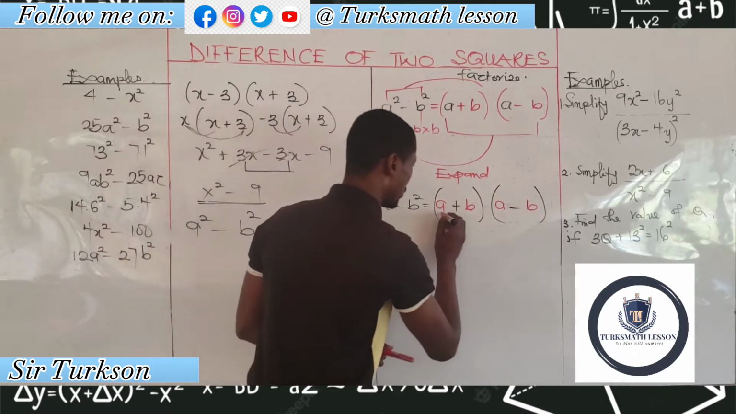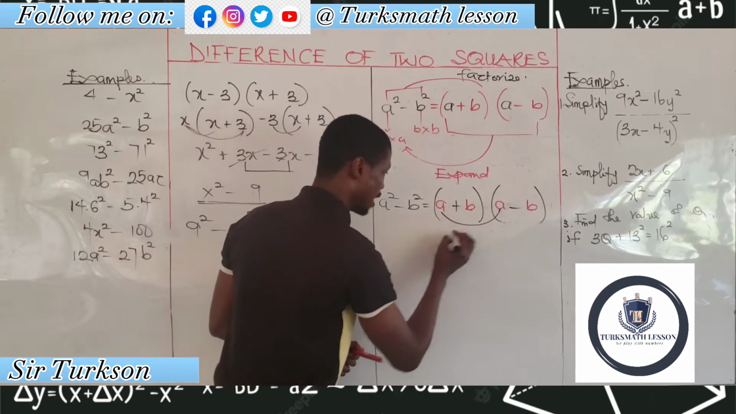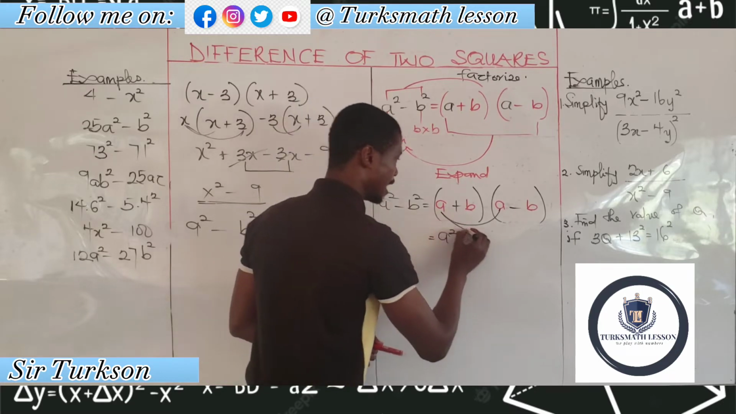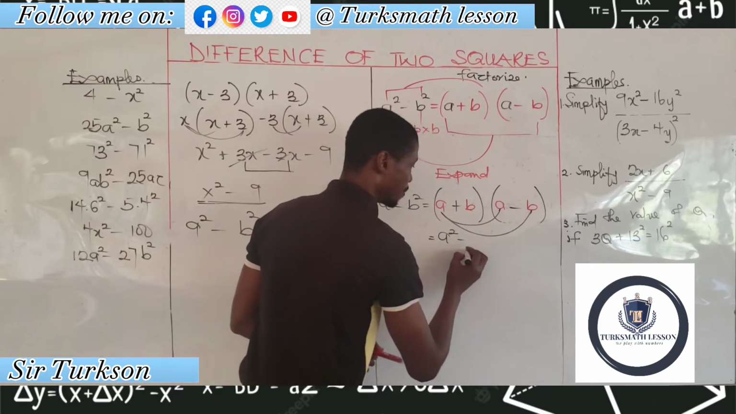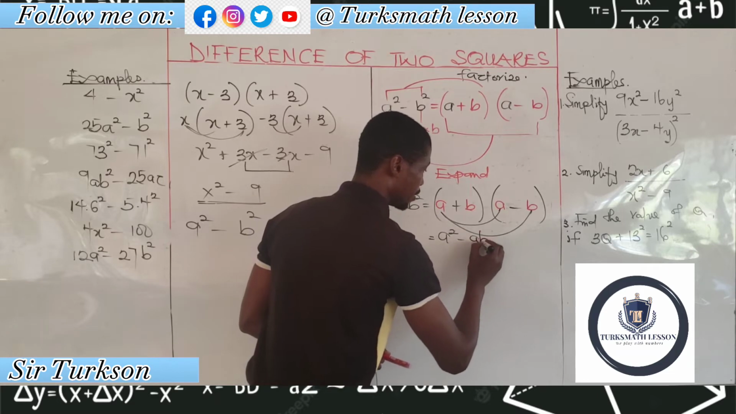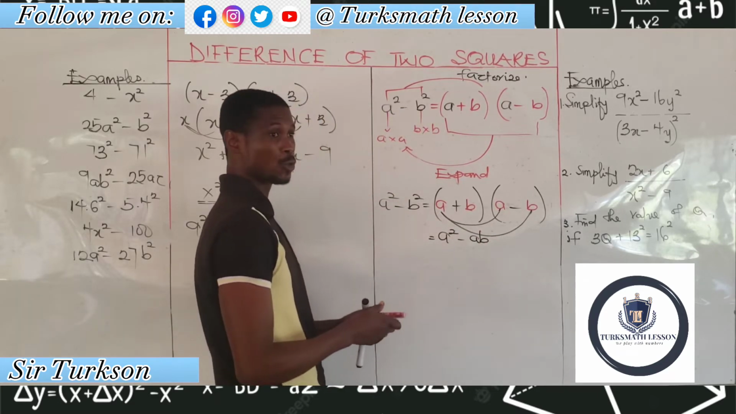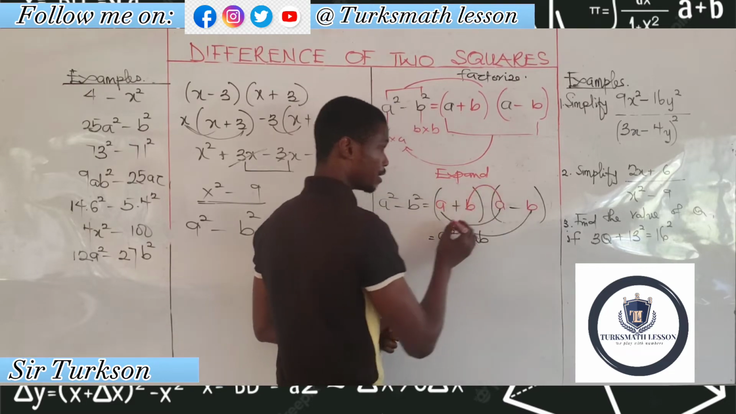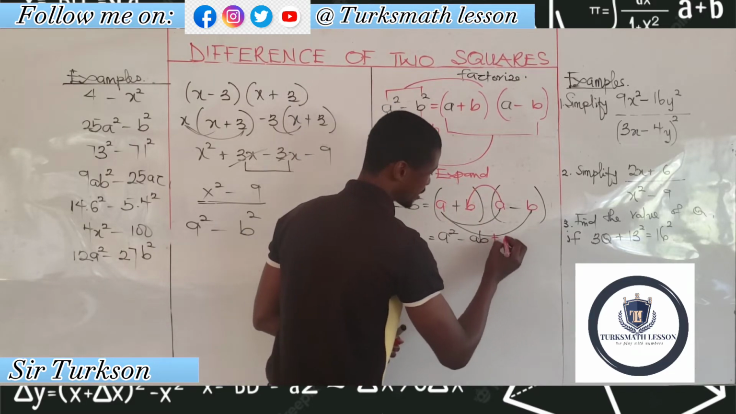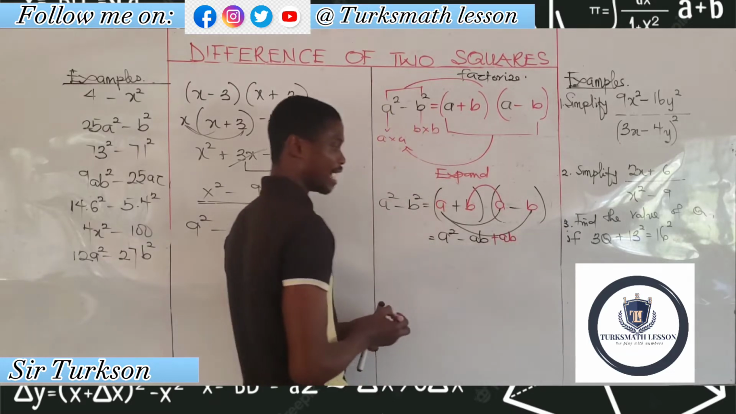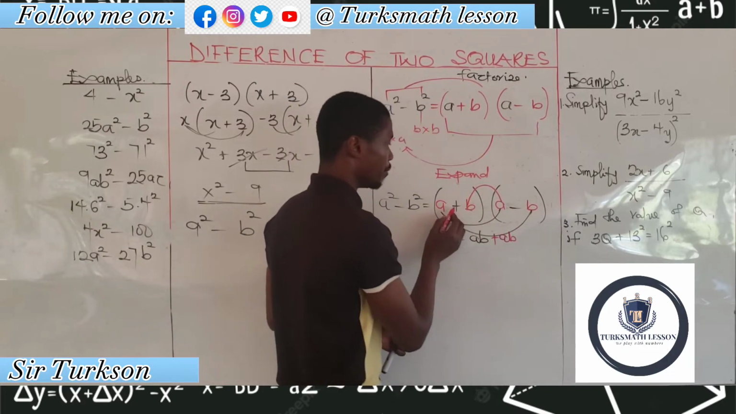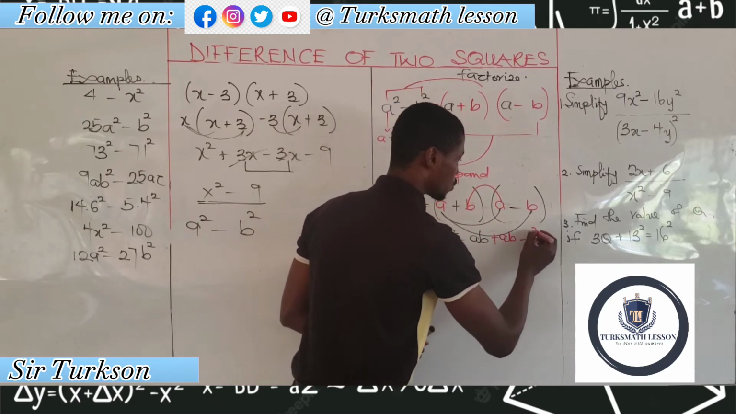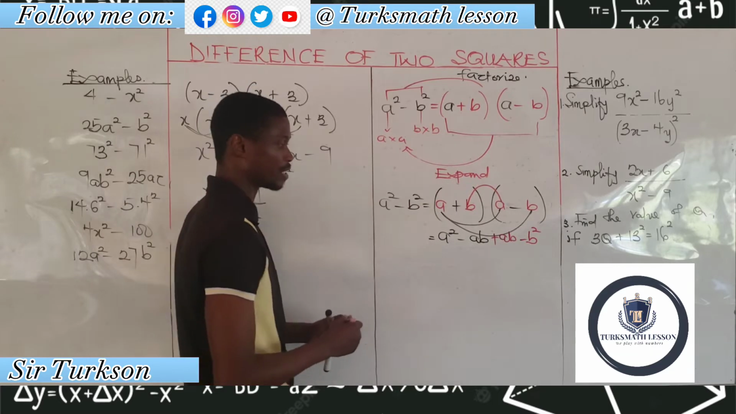Let's open the brackets. So this one multiply this. Alright, A times A will give us what? A squared, right? Then take it again. A times minus B will give us what? Minus AB. Alright. We are done with that. Let's go to B, right? So B times A positive. So we are going to have what? Plus AB. Are you following? Yes. Then B times minus B will give us what? Minus B squared. Excellent.